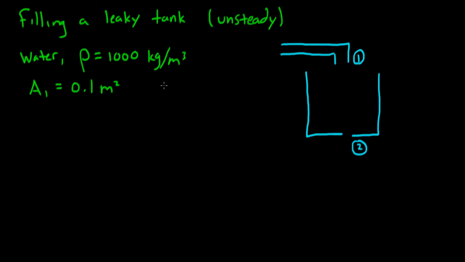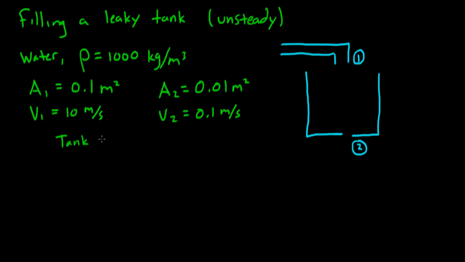The flow area of the faucet is 0.1 meters squared, and the area of the leak is 0.01 meters squared. The flow velocity from the faucet to the tank is 10 meters per second, and the flow velocity through the leak is 0.1 meters per second. For a tank that starts out completely empty, let's find the mass of water in the tank after 5 minutes.